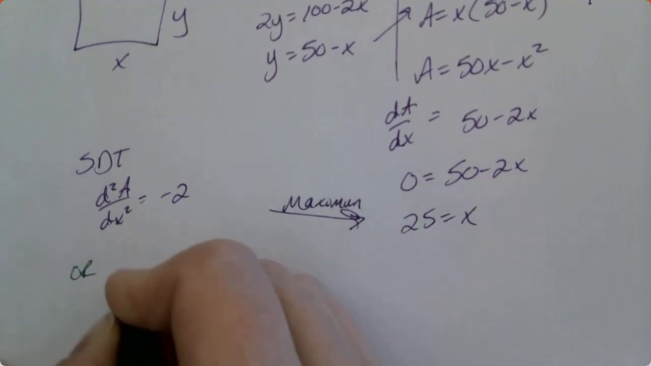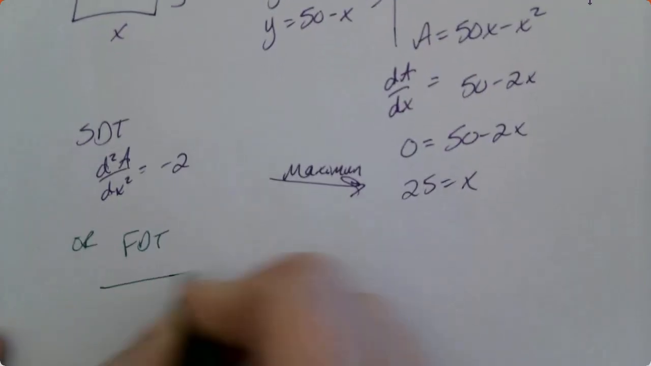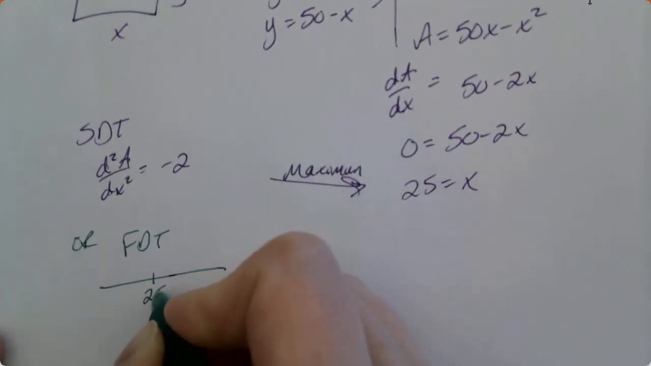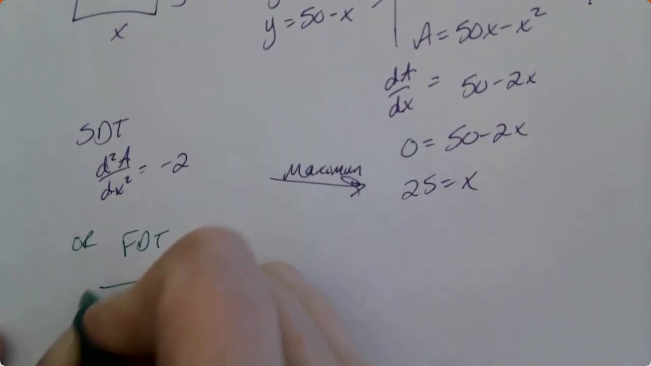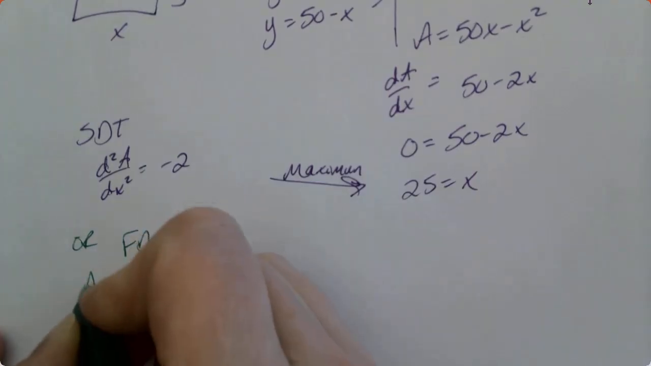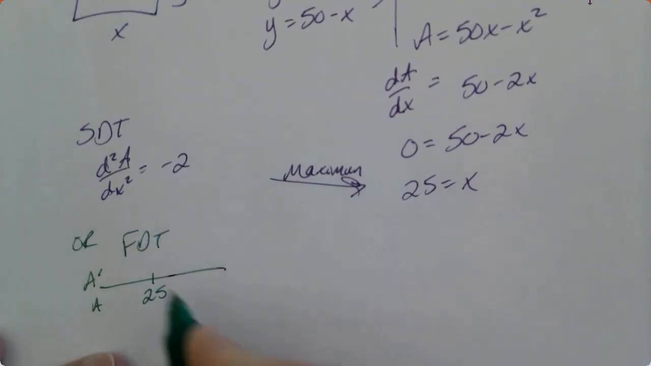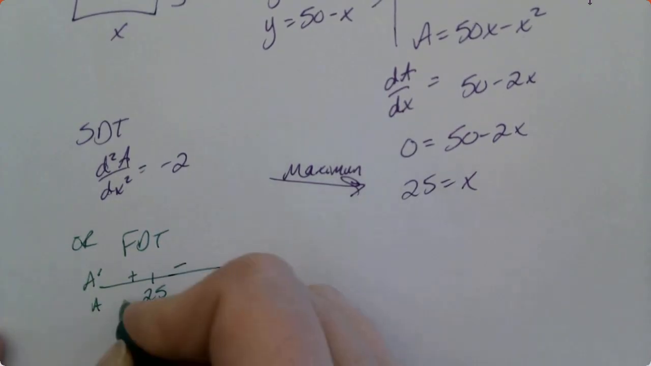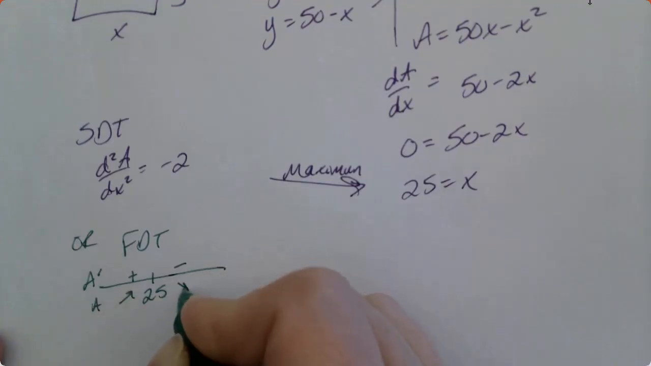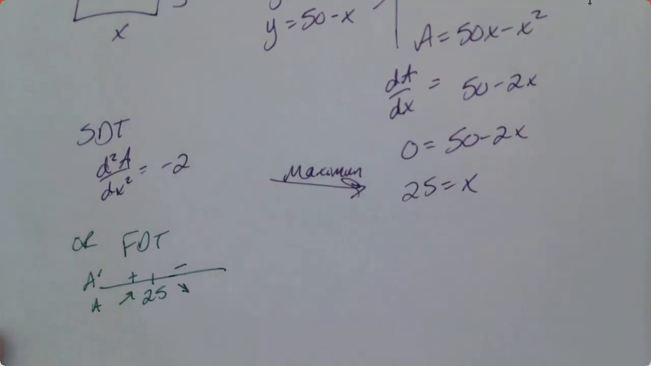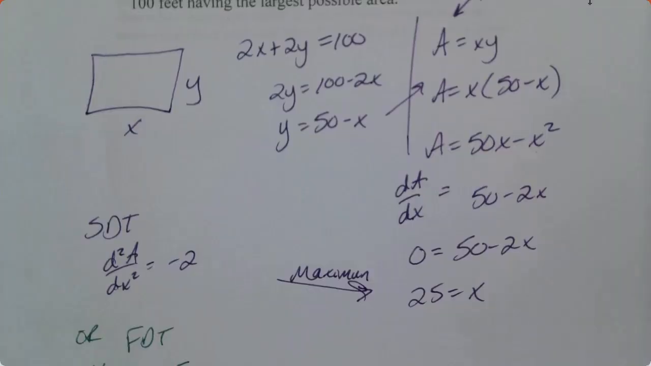Or you can do the first derivative test where you would set up your number line, you would put 25 on your number line, and remember you have to test values into your first derivative, and you would find that it is positive to the left, negative to the right, which means the original function is increasing, then decreasing. So that would lead you to the fact that 25 is a maximum.